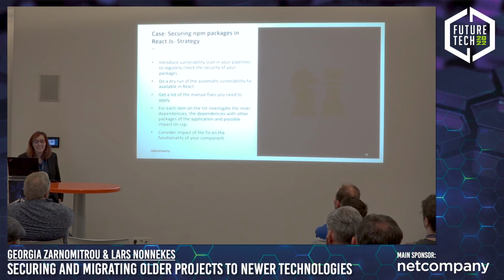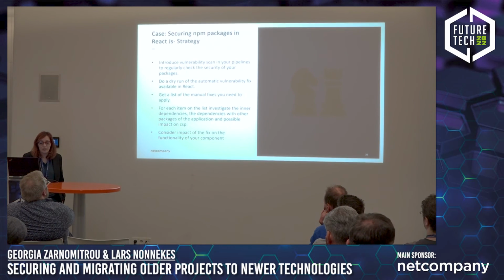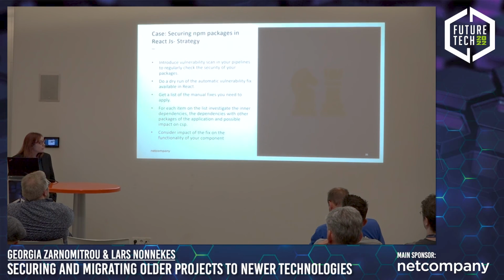So our strategy is to introduce the vulnerability scan in our pipelines once we go to continuous integration and continuous deployment, scan these vulnerabilities, do a dry run with the NPM audit fix, see which ones can be updated automatically without any break in our application. Then for the ones that cannot be fixed automatically, we get the list of the manual fixes that need to be applied, investigate about the dependency, the inner dependencies, the dependencies between the packages, and the possible impact on the CSP, and then consider what that impact means for your application and move forward slowly and steadily.